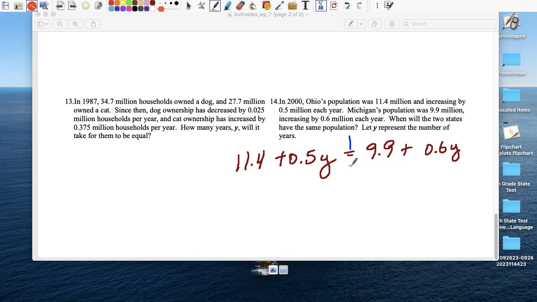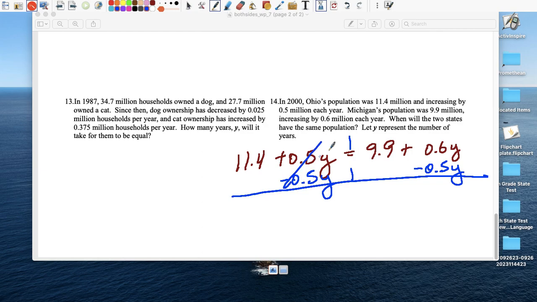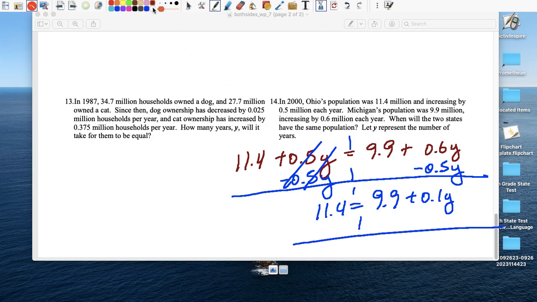Well, we'll find out. Again, let's get rid of 0.5. So I do minus 0.5, and I do minus 0.5 over here. This goes away because it becomes 0. 11.4 comes down, and now I have 9.9 plus 0.1y. Let's subtract 9.9 from each side. This goes away. 0.1y comes down, and then 11.4 minus 9.9 equals 1.5.